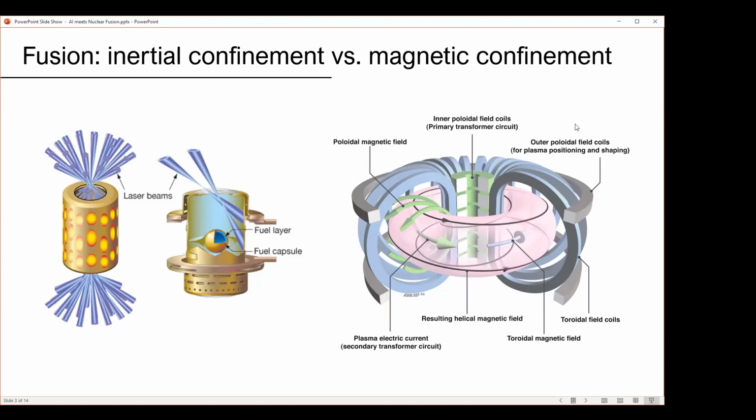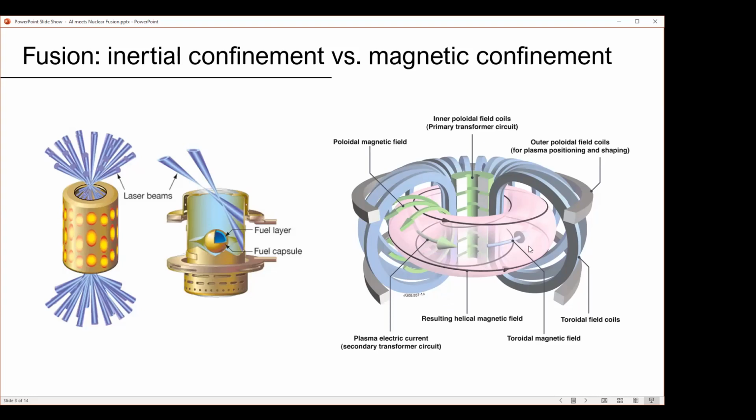Now, on the right-hand side, you see an example of magnetic confinement. And this is a very particular one because it's in the form of a torus, where we have both a toroidal magnetic field, so the arrows in black, and then a poloidal magnetic field, the arrows in green, and these combine to create this kind of twisted magnetic field that keeps the particles confined and avoids the particles from getting in touch with the wall. Things are not that simple, but the basic idea is this one.